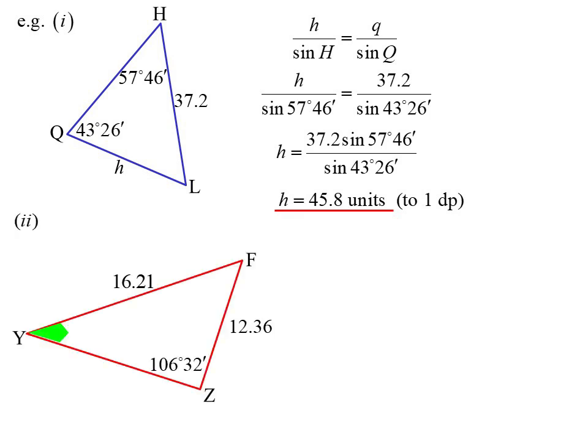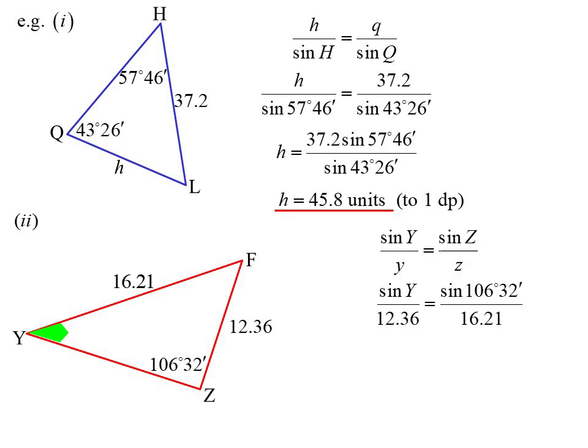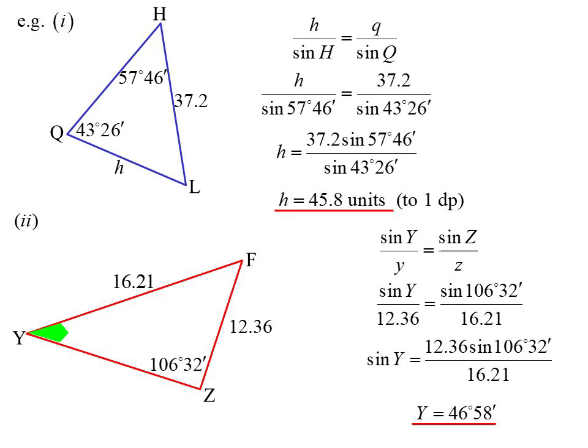Of course we could be asked to find an angle. We just sort of reverse it round. It's just a lot easier to make what it is I'm trying to find the numerator rather than the denominator. I mean, you don't have to, it's trivial I suppose, but that's just how I tend to do it. So in this case I'll write it as sine y on y is sine z on z. Substitute in, make sine y the subject, because I need to make that the subject before I can find y, and I'll get our answer. 46 degrees 58.